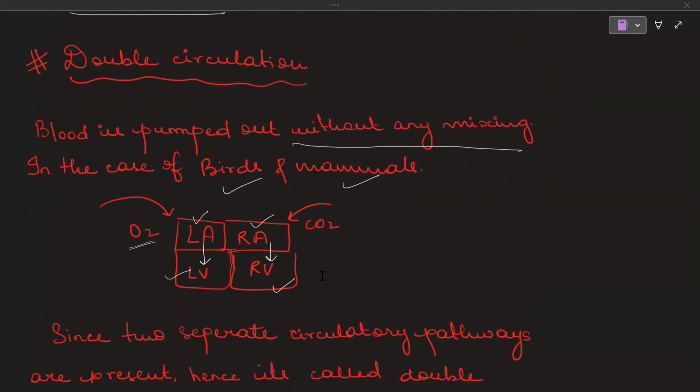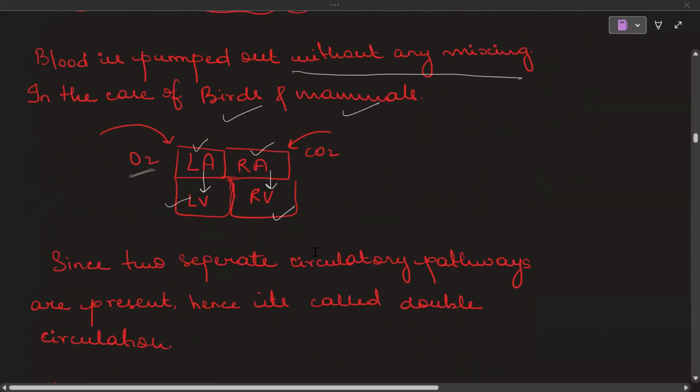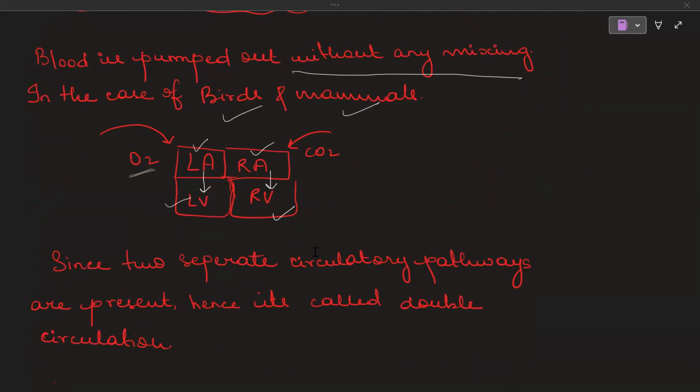There are four chambers, not just in mammals, but also in birds. The blood is pumped out without any mixing. Four chambers are there, two auricles and two ventricles. Now again, the left auricle receives the oxygenated blood from the lungs in our case, and the right auricle receives the deoxygenated blood from the different parts of the body.